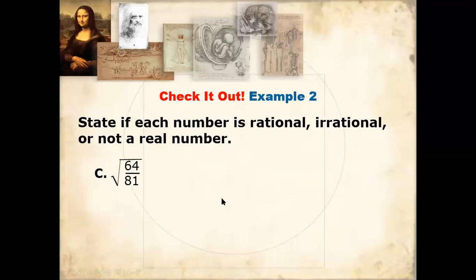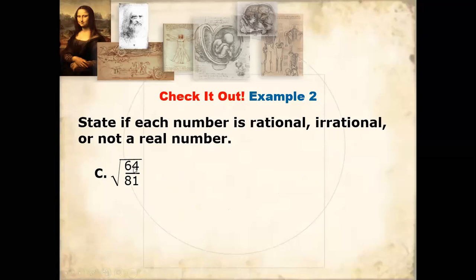State if rational, irrational, or not a real number. Quickly, tell me. Square root of 4 over... It will be rational. Why do you think rational? Why did you say that? Because it's a fraction. Yes, rational. But no, it's not only because it's a fraction.